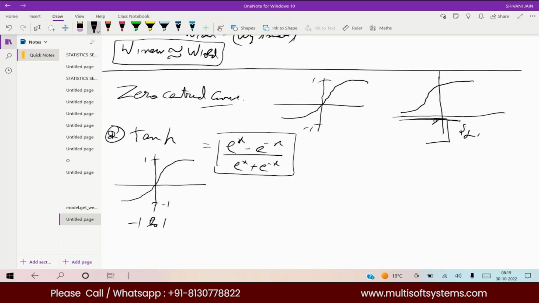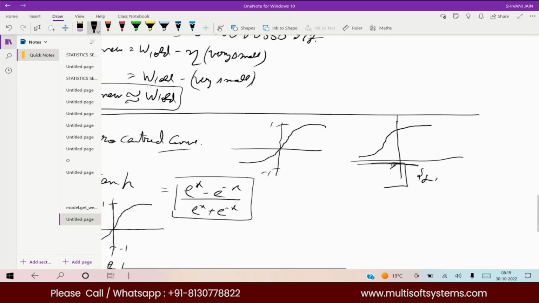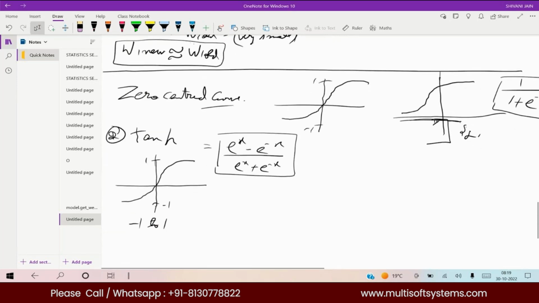What was the equation for the sigmoid function? It was 1 upon 1 plus e raised to power minus x. This was the equation of the sigmoid, and this is the equation of tanh.